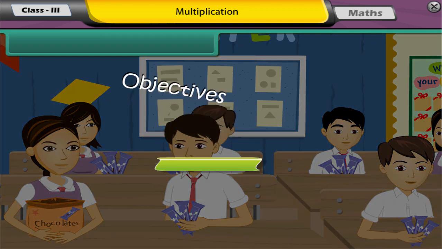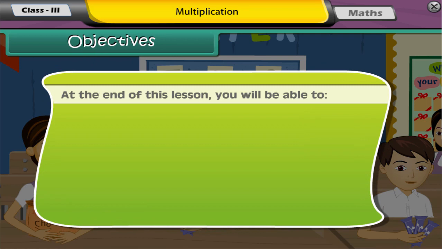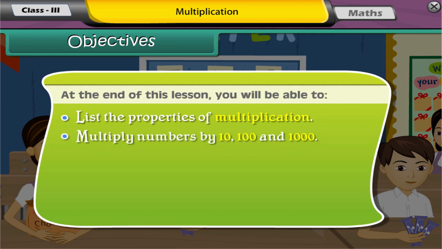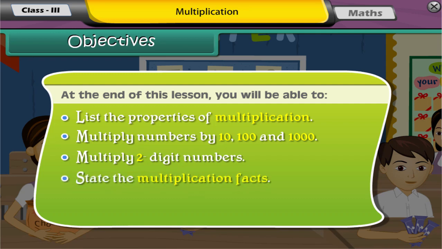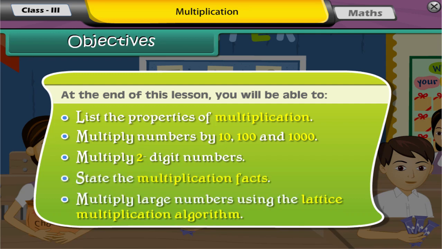Objectives. At the end of this lesson, you'll be able to list the properties of multiplication, multiply numbers by 10, 100, and 1000, multiply 2-digit numbers, state the multiplication facts, multiply large numbers using the lattice multiplication algorithm.